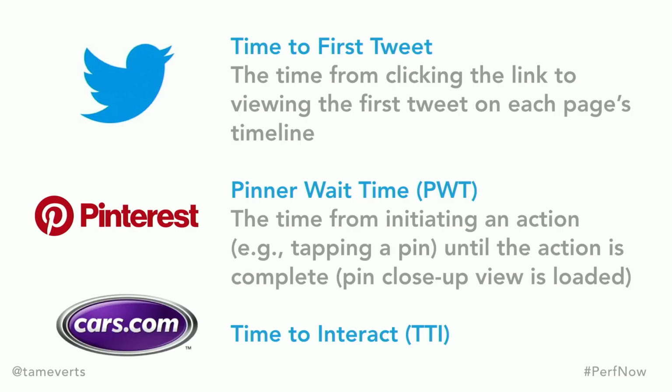And you can use it to do cool things, like Twitter. They use time to first tweet as a metric that they collect. At Pinterest, pinner wait time. And at cars.com, I don't know what the secret sauce is there, but they do have something called time to interact. They're a customer of ours, but I don't know any more about how they actually implement this.